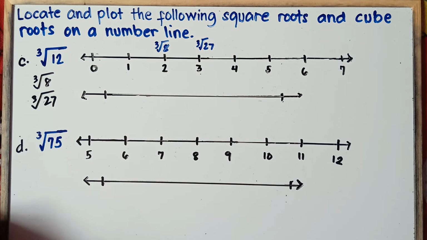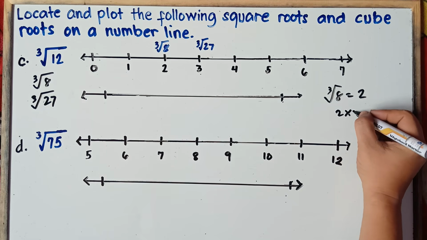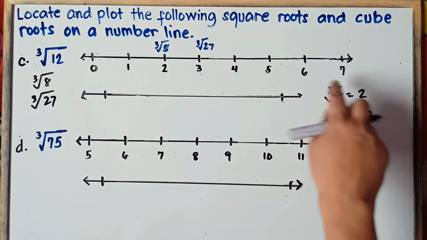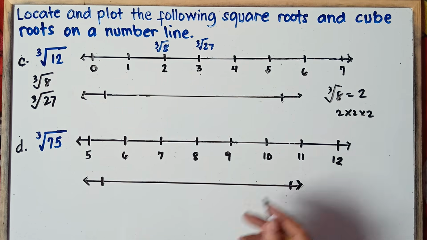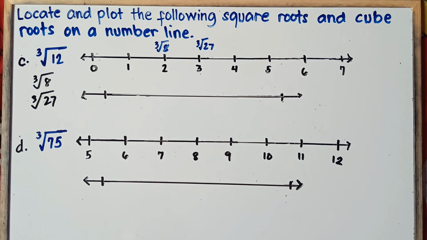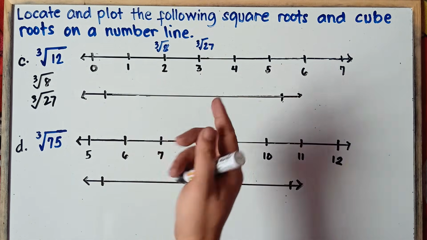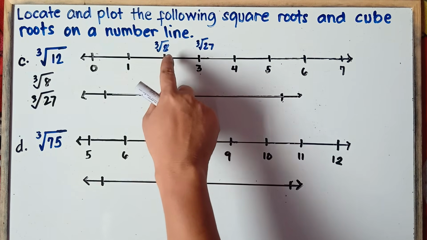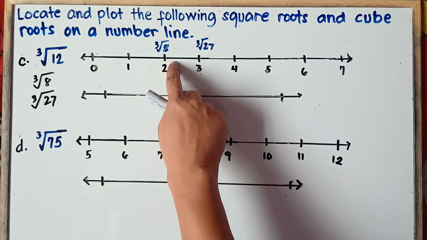Once again, class, the cube root of 8 is 2 because 2 times 2 times 2 is 8. And the cube root of 27 is 3 because 3 times 3 times 3 is 27. The cube root of 12 is in between cube root of 8 and cube root of 27. Now 12 is near 8.